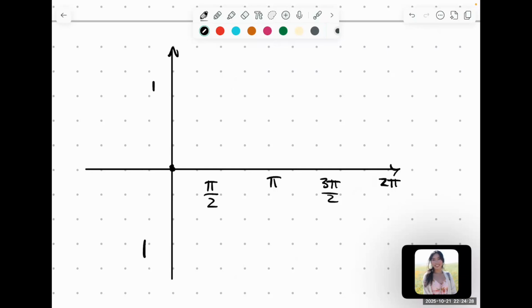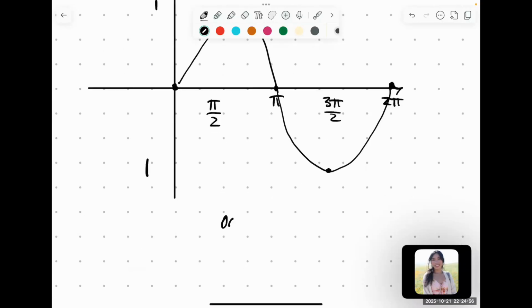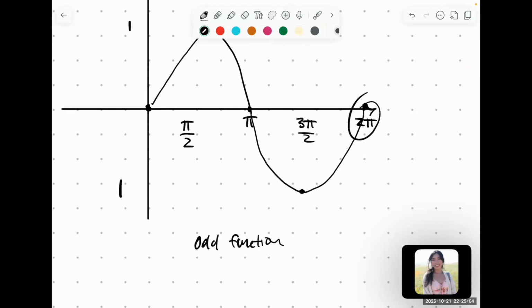And then it's going to start from 0. It's going to go up to 1. It's going to go back down through pi. It's going to go to -1 and back up to 2 pi. And that is our graph of sine. The domain is negative infinity to infinity, range from -1 to 1, and this would be considered an odd function. Oh, and the period is just 2 pi, because that's where we ended.